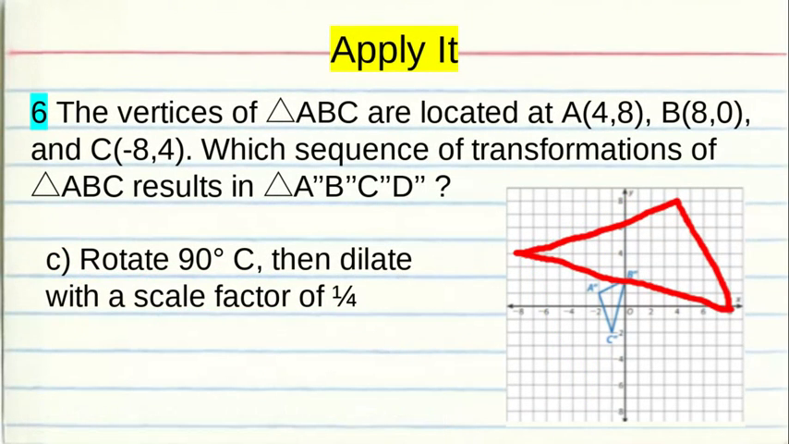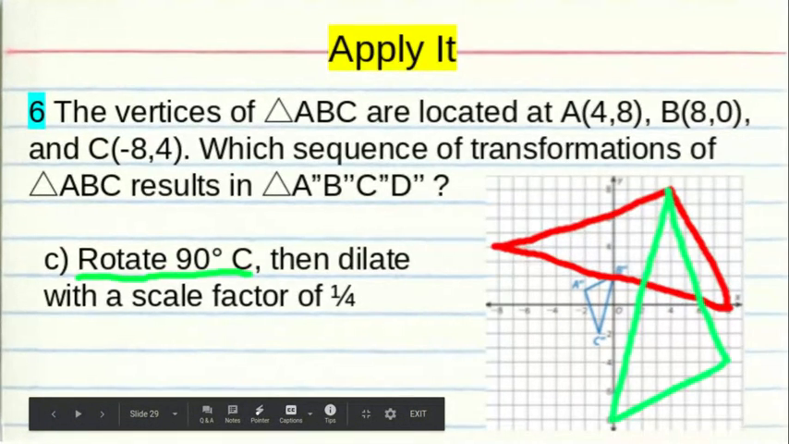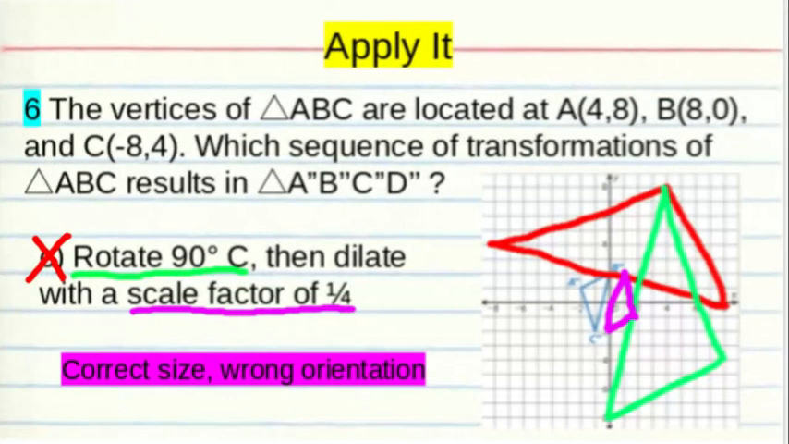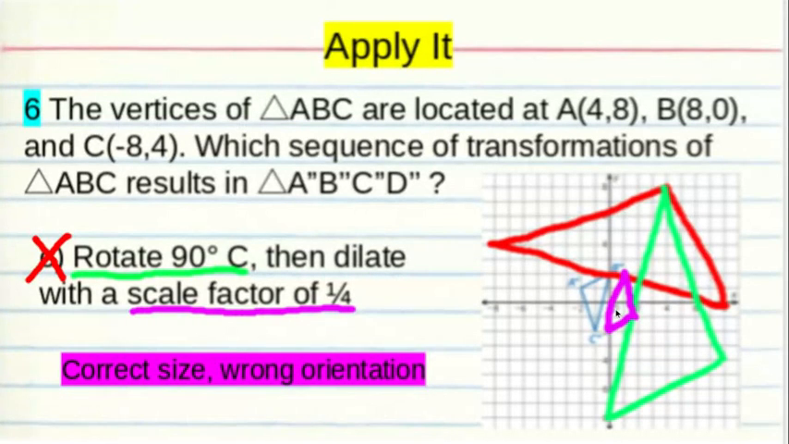Part C asks us to rotate 90 degrees clockwise and then dilate with a scale factor of 1/4. So this time we're going to take our red figure, which is our original points, and rotate 90 degrees clockwise so that we get this figure here. From there, we are going to dilate with a scale factor of 1/4. We know that a scale factor that is less than 1 will make the figure smaller, so that is a possibility. So we'll go ahead and dilate our green figure with that scale factor of 1/4. And when we do that, we can see that it's the correct size of our final image, however, it's the wrong orientation. So C is also incorrect.